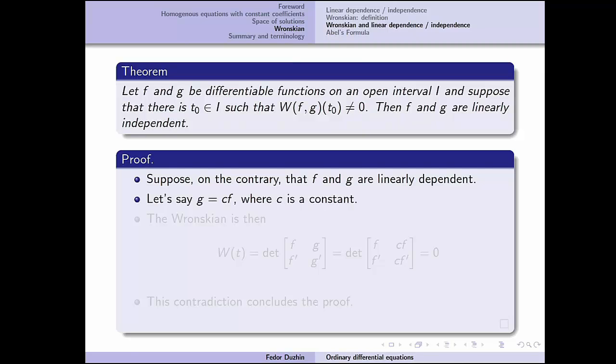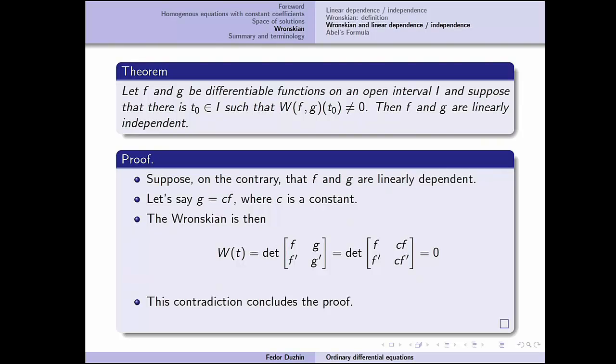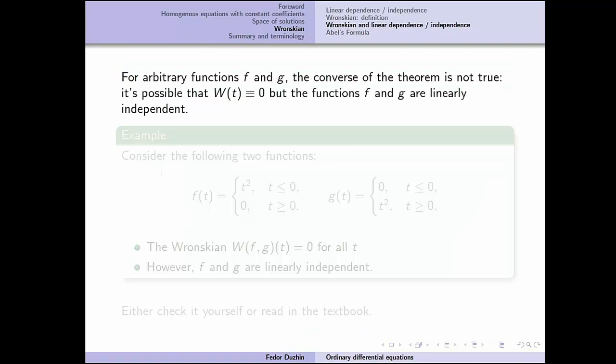Right? So if they were linearly dependent, then it means that one of them is a constant multiple of the other. Then we calculate the Wronskian, and we see that it is indeed 0. Well, in other words, for arbitrary functions, what we know is that if at some point the Wronskian is not 0, then the functions are linearly independent. But is it true that if the Wronskian is 0 everywhere, then the functions are linearly dependent? The answer is no, and here is a counterexample.